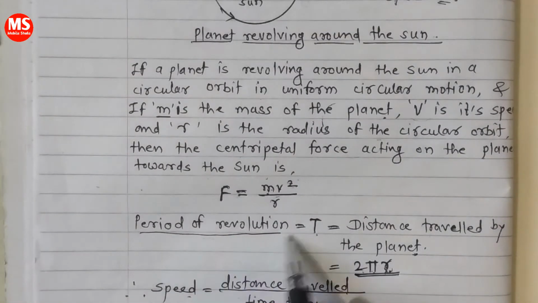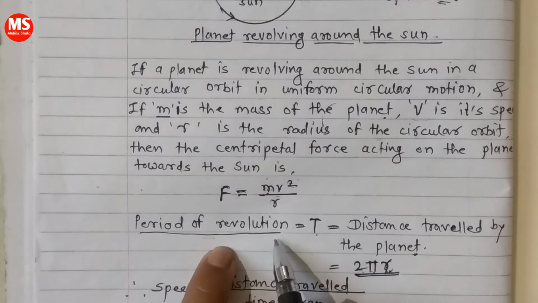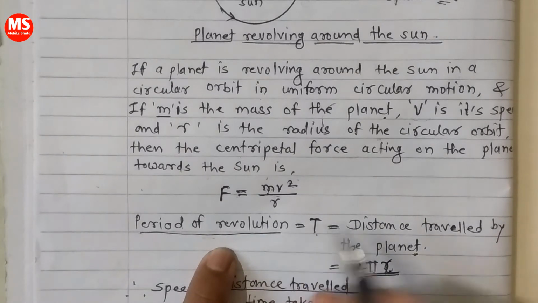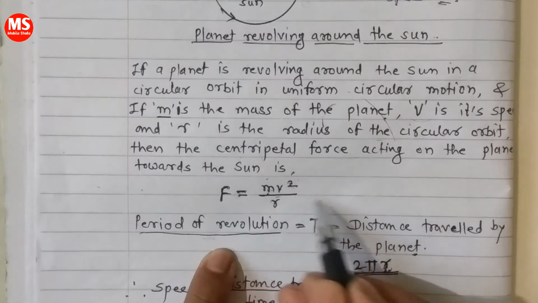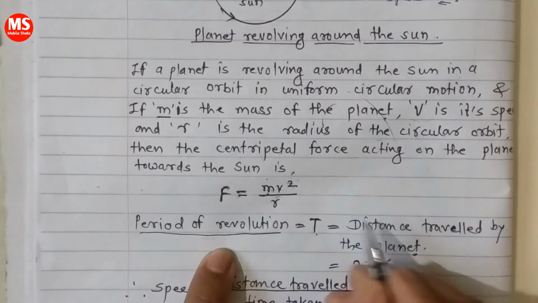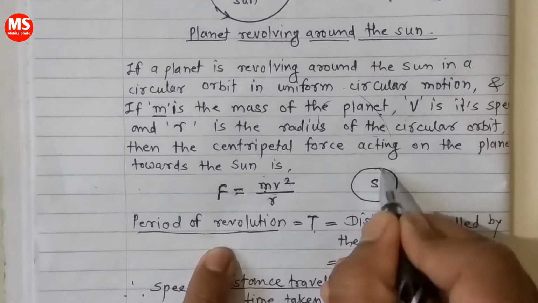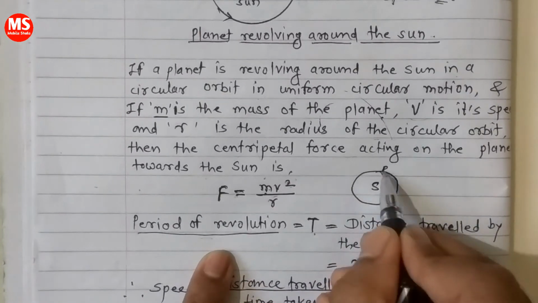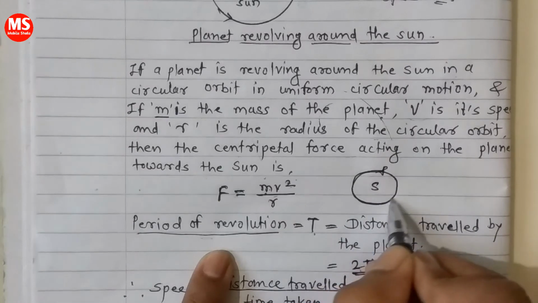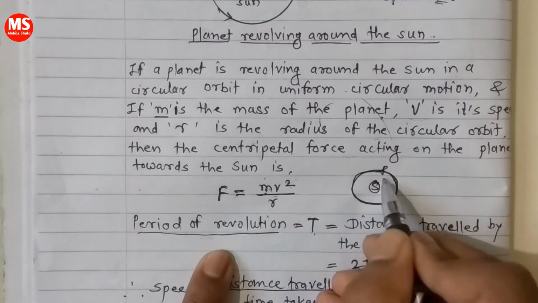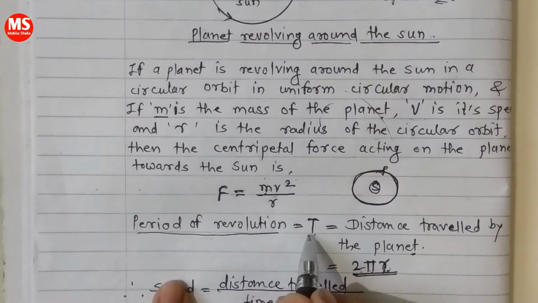Okay, so period of revolution means one complete rotation of a planet around the sun. Suppose this is the sun, and this is the planet. So one complete rotation around the sun of a planet is nothing but the period of revolution.